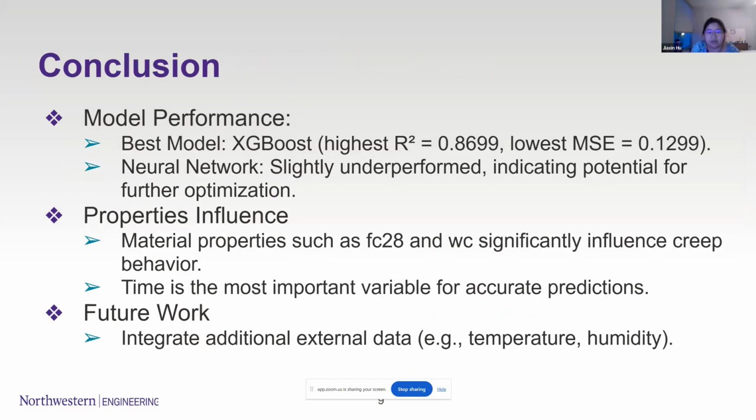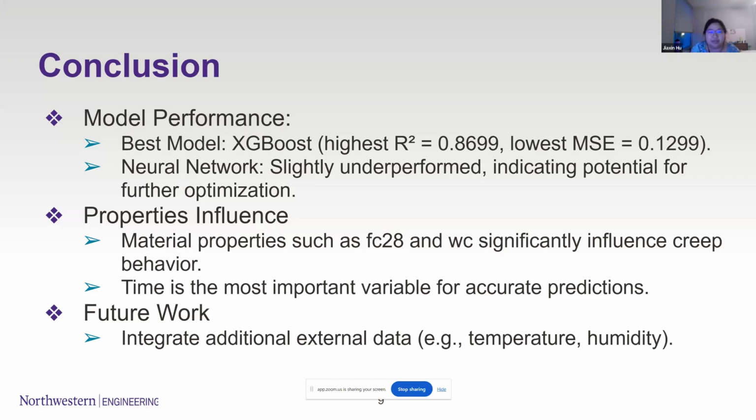Talking about the conclusion of our project, we tested four models, and the best model is XGBoost because it has the highest R squared value and the lowest MSE. And the neural network is slightly underperforming, probably because there is potential for further optimization.